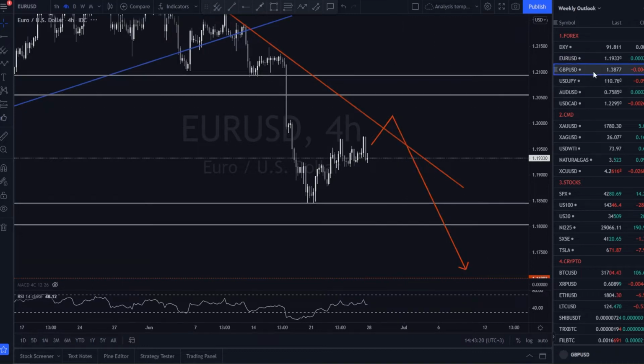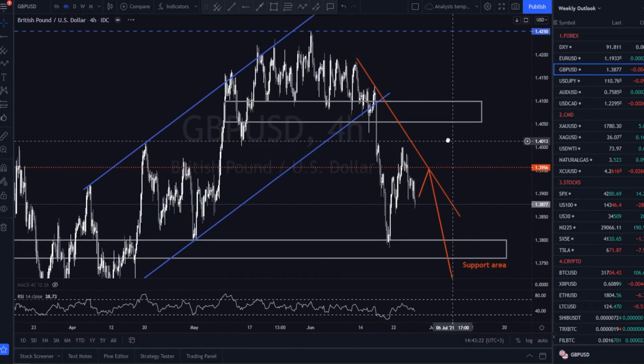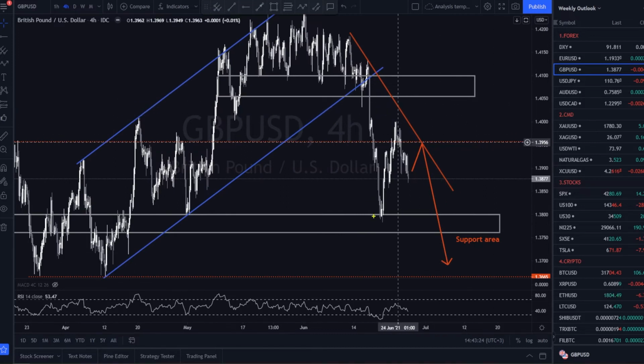Moving on to Pound USD. Last week we correctly forecasted the British pound to start a consolidation pattern in order to correct the previous bearish impulse. For this week, we incline towards a bearish move that will continue the downtrend and break the support area.